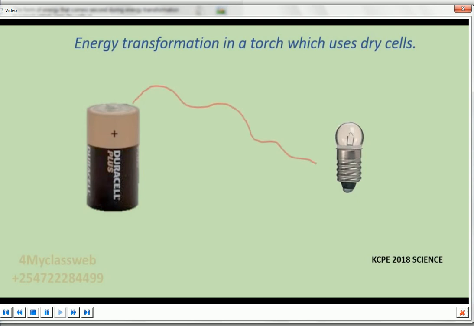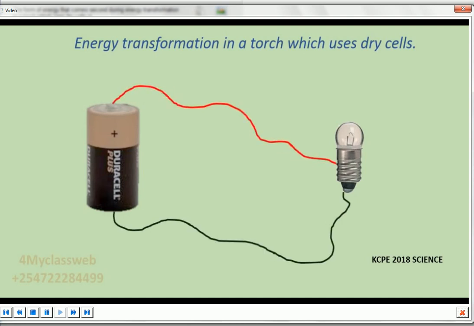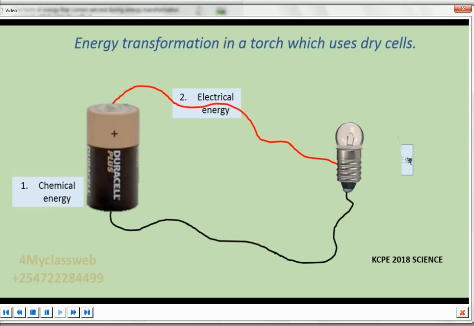and when the two are connected using wire connectors, you'll find that the chemical energy that is stored in the dry cell will be converted to electrical energy, which will pass through the wires, and the electrical energy will hit the filament which is in the bulb, and once the filament is heated, it will glow and produce light.